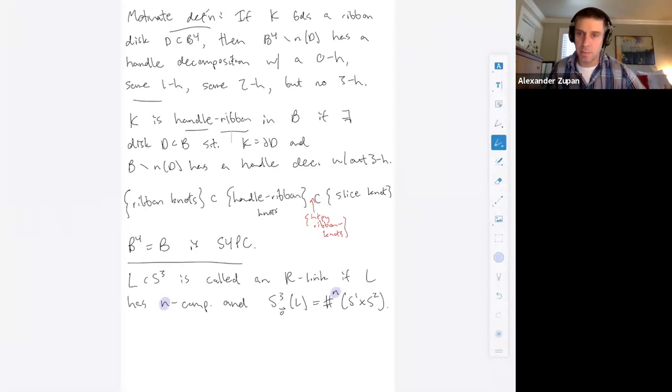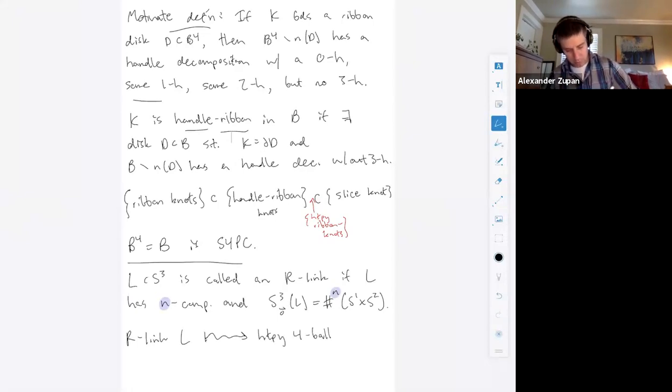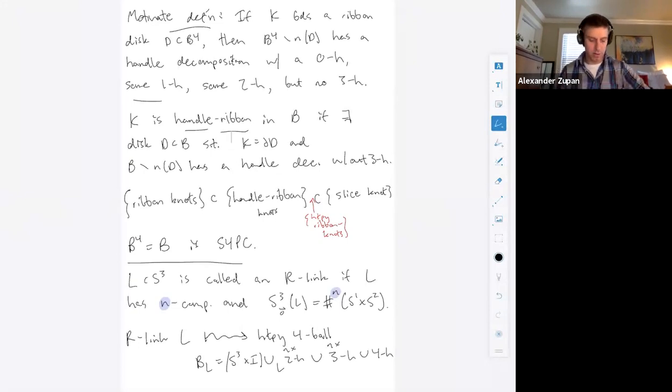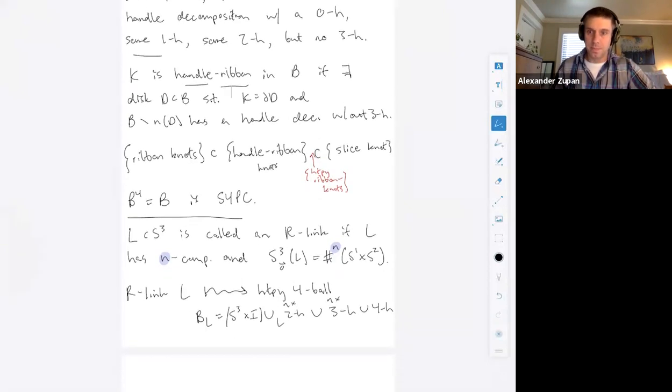If I have such an L, I can build a homotopy four-ball. I can think of L as like a relative Kirby diagram. And so an R-link L gives rise to a homotopy four-ball B sub L, which is equal to S3 cross I, union two handles along L. And then the boundary of that is going to be this connected sum of n copies of S1 cross S2. So we glue on three handles and then a four handle. There are n two handles in this construction and n three handles. And so you can show that this is a homotopy four-ball. All right, any questions?